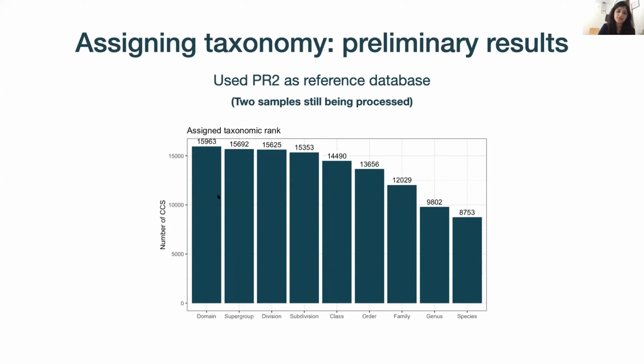So out of the almost 16,000 OTUs that we've processed so far, we could annotate the vast majority to the division level. And this is things like Alveolata, Rhizaria, Stramenopiles, etc. And we could annotate a good chunk to the order or family level, and then almost half of these to the species level with statistical support. So this is almost 9,000 OTUs labeled with the 18S and 28S sequences.